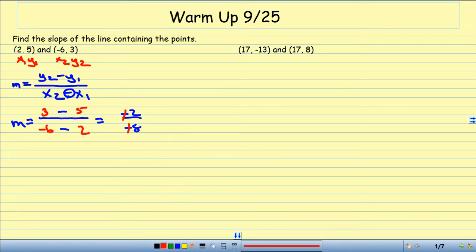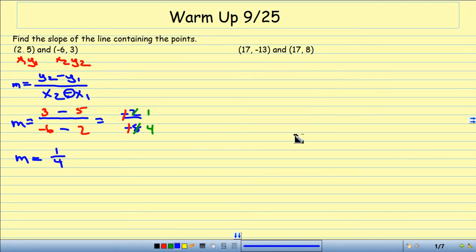2 over 8, the greatest common factor is 2, and what I can do is cancel it out and divide top and bottom by 2. 2 divided by 2 is 1, 8 divided by 2 is 4. So in this case, my answer for my slope becomes 1 over 4.